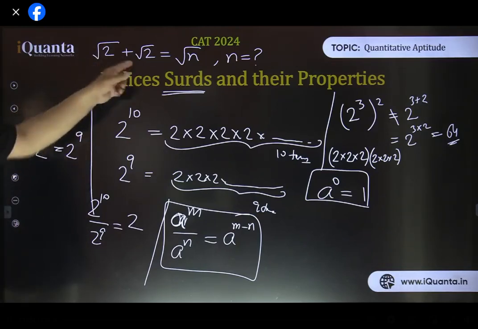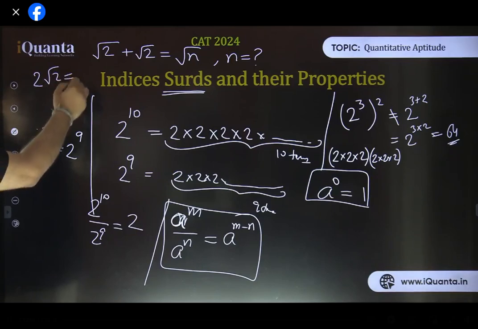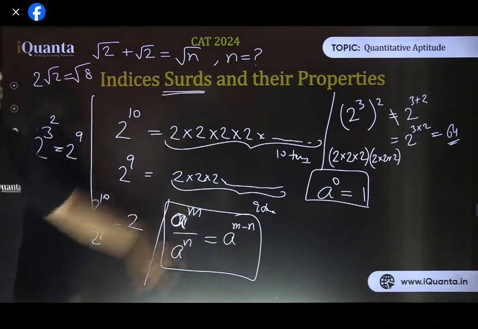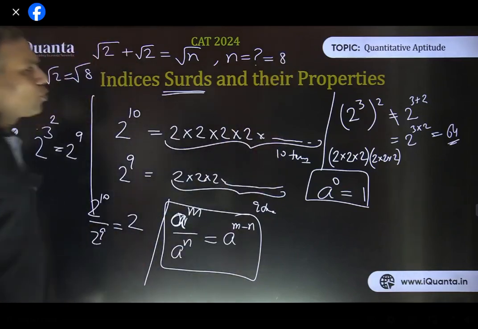See, root 2 plus root 2 means 2 root 2. Now 2 root 2 is equal to root 8. If we take this 2 inside the root, it will become 2 square. So 2 square is 4 into 2, 8. So this n comes out to be 8. Okay, so don't make any such mistake here.